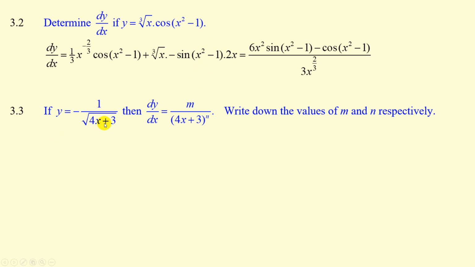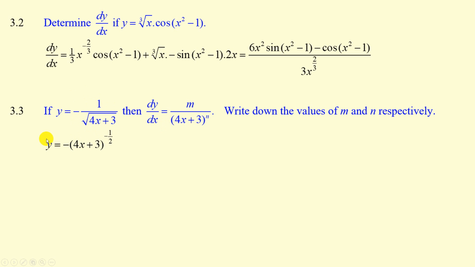Next one, if y equals that, then dy by dx equals that. Write down the values of m and n respectively. Or quite simply, that means differentiate y equals that and compare and see how to work out the values of m and n. So, that there, we're going to write as with like that. We could use the quotient rule, I guess, but it would be crazy.